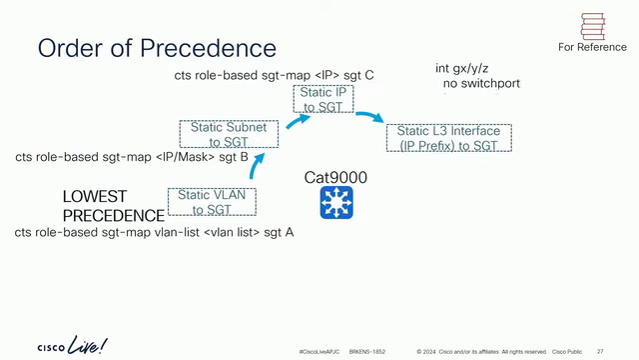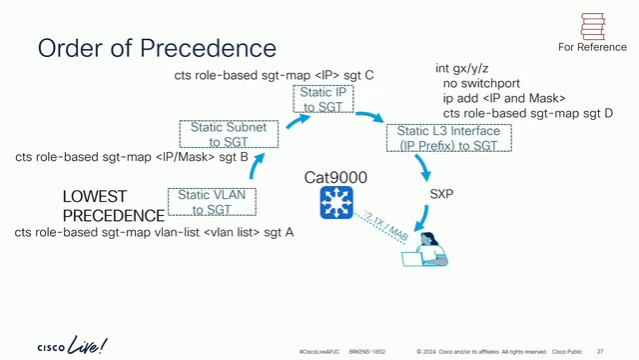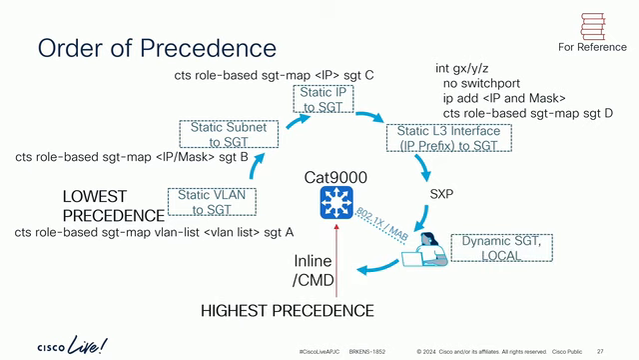Order of precedence. What if you've got inline tagging coming into a box, IP 1.1.1.1 mapped to SGT 10? But then what if you've got a static entry in that switch, assigning 1.1.1.1 to SGT 20? And what if you've got an SXP entry, 1.1.1.1 mapping to SGT 30? Which one takes precedence? Well, inline tagging is the highest, and I can tell you VLAN to SGT is the lowest. But you can look at this later in the interest of time.